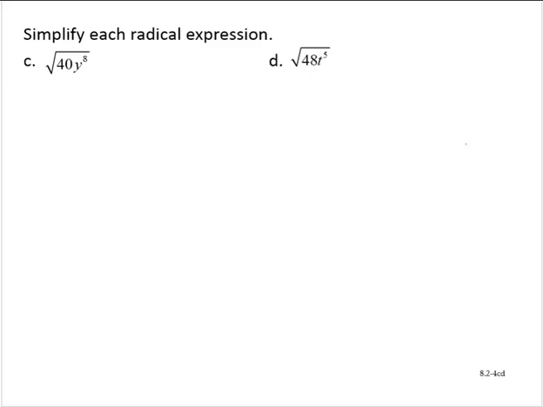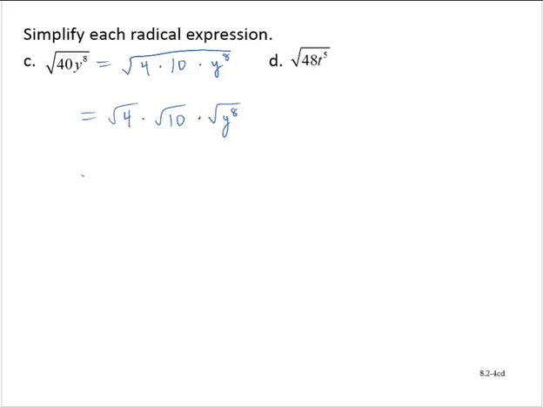Exercise C, we have the square root of 40 y to the eighth. Alright, 40 I'm going to think of as 4 times 10. So my radical I'm going to think of as the square root of 4 times 10 times, now y to the eighth, since it's already an even exponent, I'm going to leave it alone as y to the eighth. And so now breaking this up, I have the square root of 4 times the square root of 10 times the square root of y to the eighth.